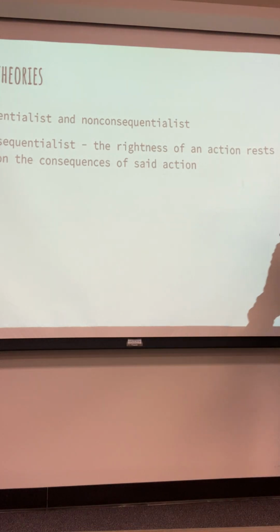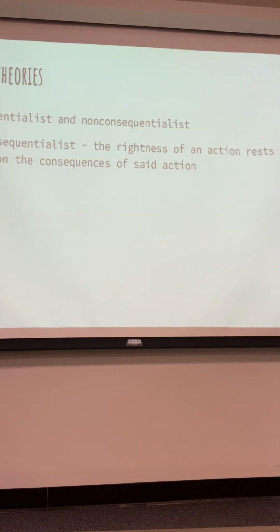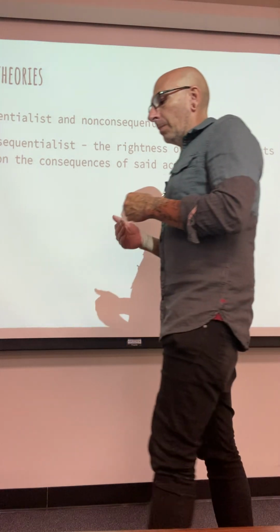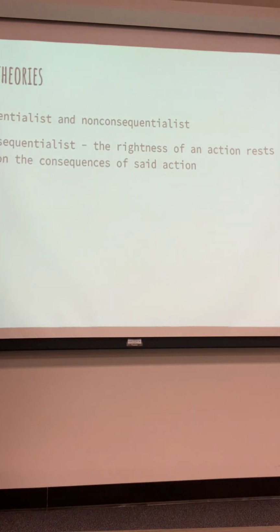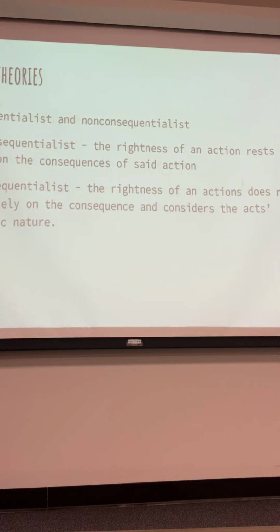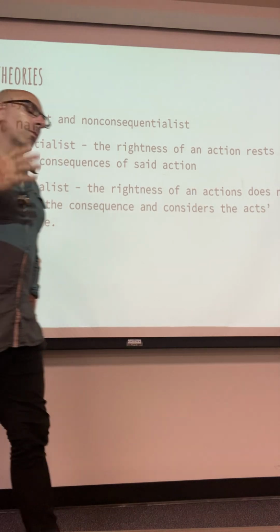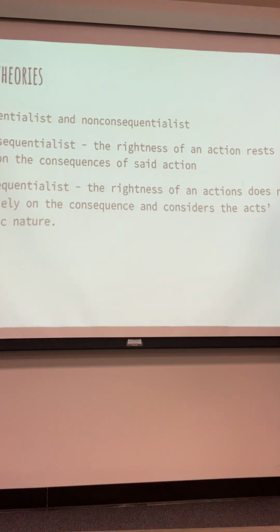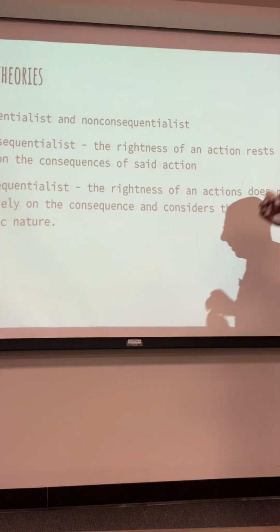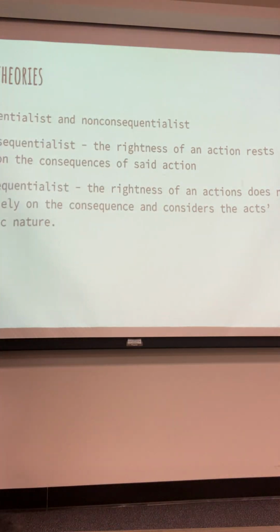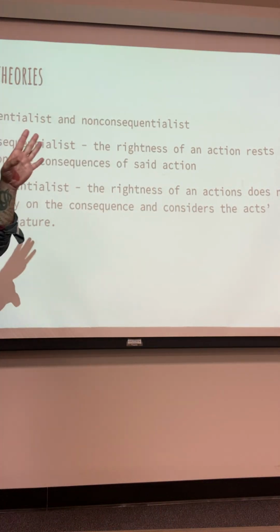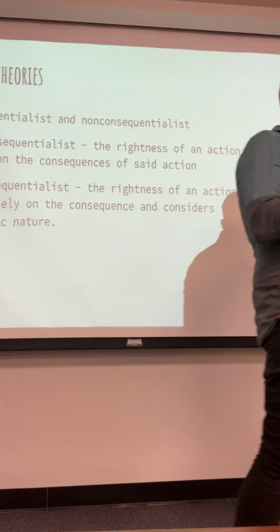One example would be utilitarianism. Utilitarianism is a consequentialist ethical theory, which suggests that the rightness of an action is based on whether it creates happiness. So it is consequentialist. Now, for the non-consequentialist, the rightness of an action does not rest solely on the consequences and considers the act's intrinsic nature. One example of this would be deontology. It doesn't matter if the consequences of the act are bad or good. What matters is the actual act itself. An example would be telling the truth.